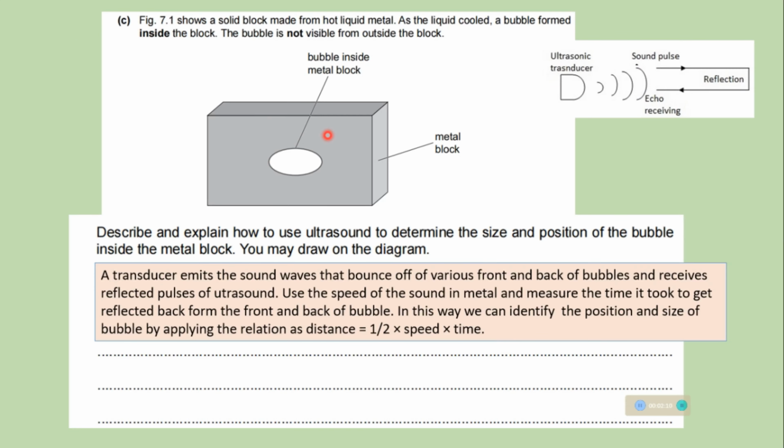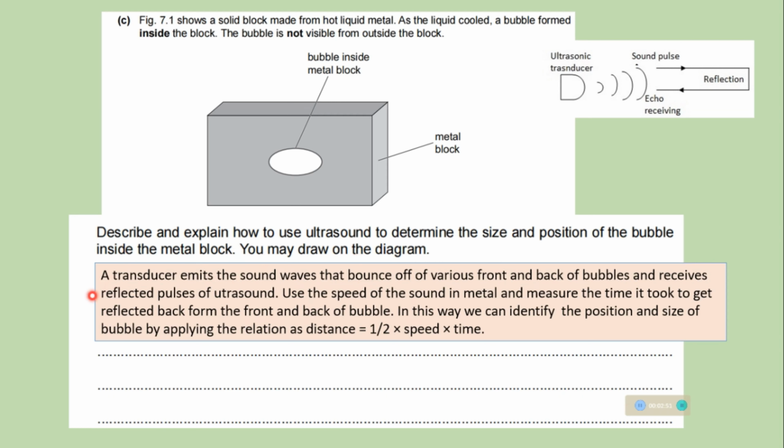This figure shows a solid block made from hot liquid metal. As the liquid cooled, a bubble formed inside the block. The bubble is not visible from outside the block. Describe and explain how to use ultrasound to determine the size and position of the bubble inside the metal block. You may draw on the diagram.